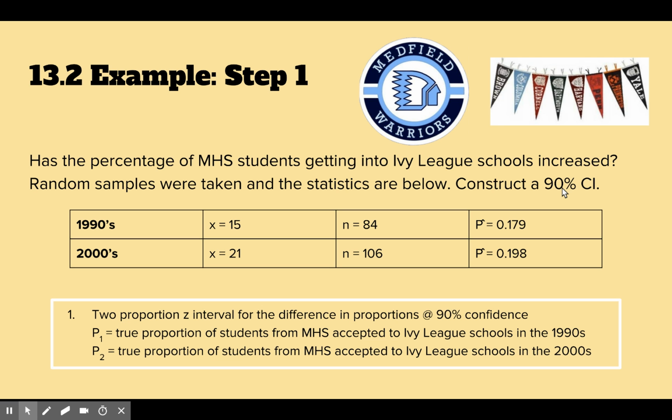So 13.2 example, the question is, has the percentage of MHS students getting into Ivy League schools increased? Random samples were taken and the statistics are below. Construct a 90% confidence interval. So we have the results here. And so step 1, we're going to state it. So 2 proportion z interval for the difference in proportions and 90% confidence. And then we're just going to define p sub 1 and 2 as the true proportions of students from MHS accepted to Ivy League schools in the 1990s and 2000s.